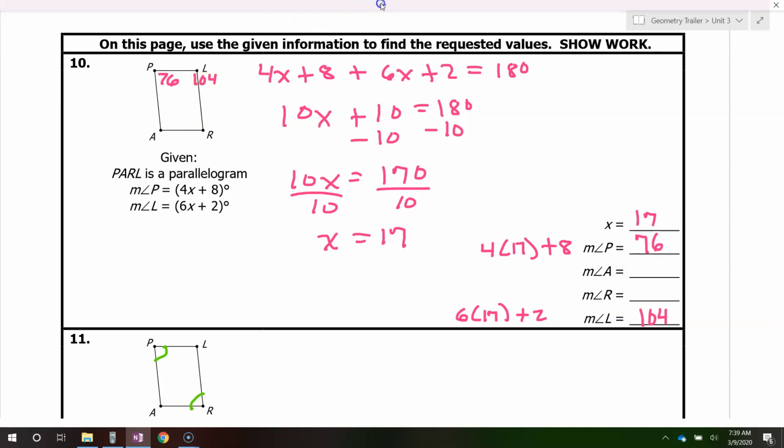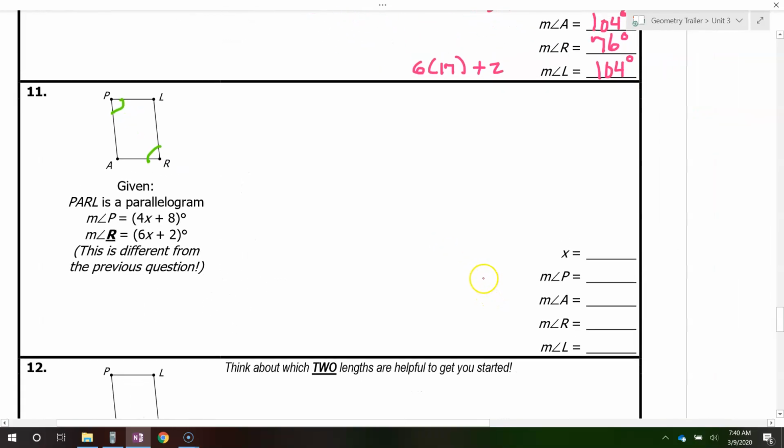But now the angle L and angle A are opposite angles. So that means angle A has to be 104. All right, and these should be degrees. And angle P and angle R are also opposite angles. So that means angle R should be 76. All right, because that's how parallelograms work.